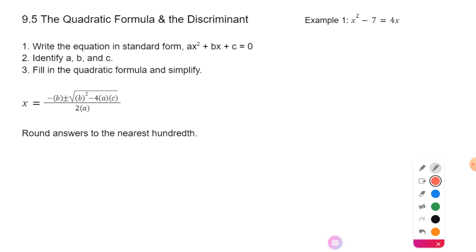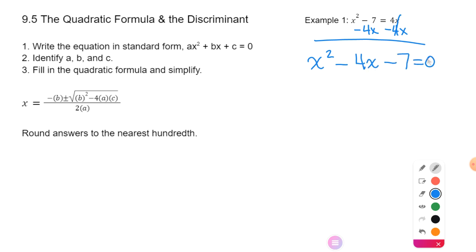All right, so example 1. x squared minus 7 equals 4x. So we need to make the b term be in the middle on the left side again. So we're going to subtract it. And when you rewrite it, make sure you put your terms in order. So my squared term, then my x term, and my constant is last.